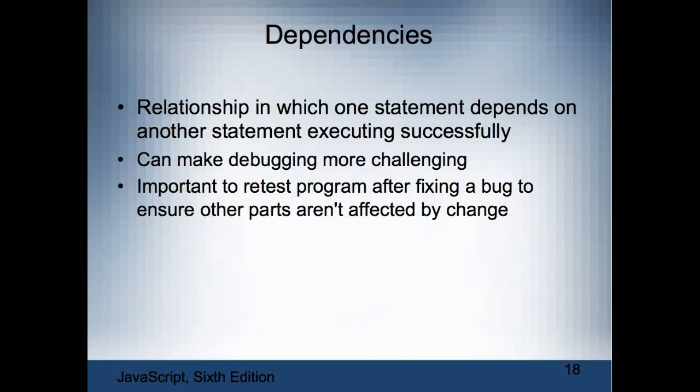A dependency is a relationship in which one statement depends on another statement executing successfully. Dependencies can make debugging even more challenging. It's important to retest the program after fixing a bug to ensure that other parts of the program aren't affected by the change.